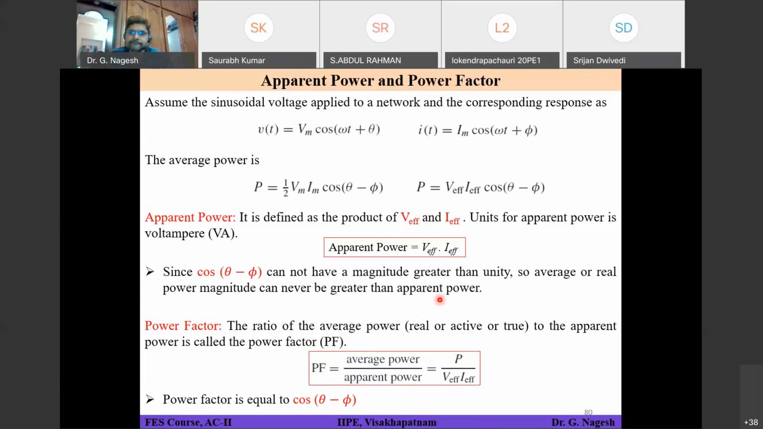So apparent power is nothing but V effective into I effective, and cos of theta minus phi is your power factor, which is given as the ratio of average power to apparent power in any circuit or element. The unit for apparent power is volt ampere. The unit for average power is watts.